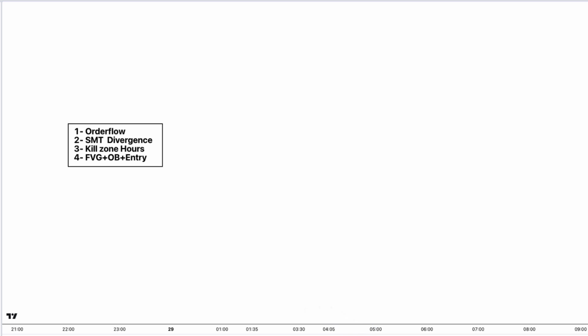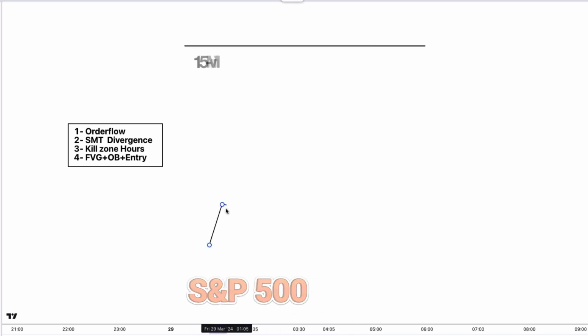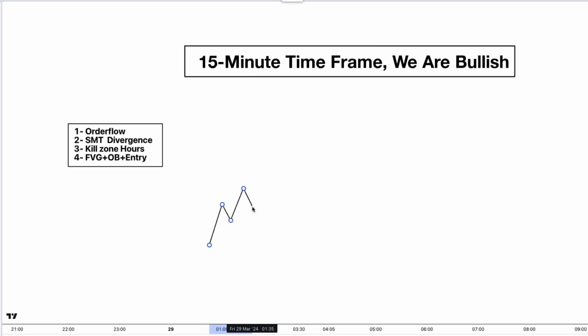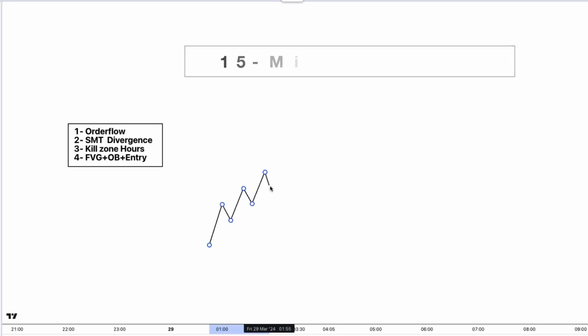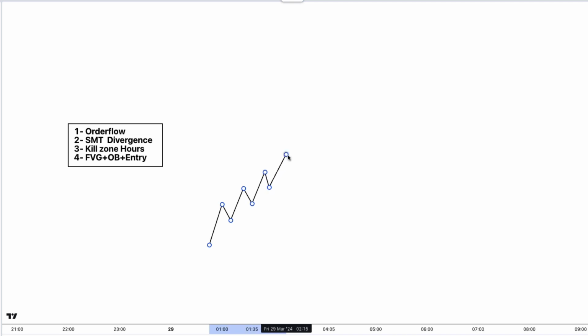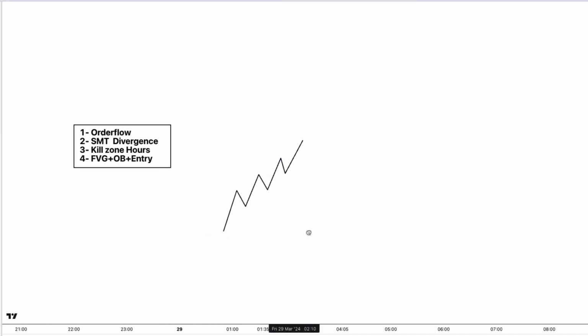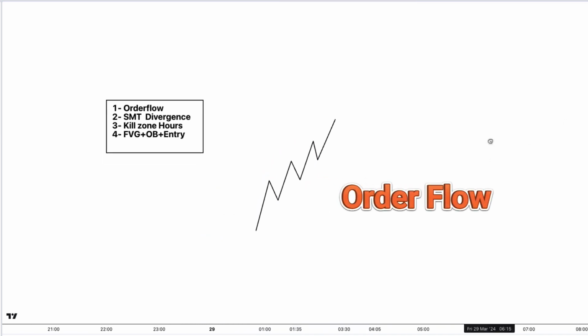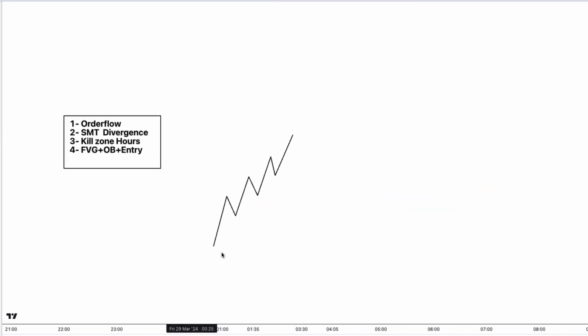So what I mean by that is, first of all, you need to identify the order flow. So let's say on S&P 500, on the 15-minute time frame, we are bullish. We are making higher highs, higher lows, higher highs. You don't want to just go way back and look at the old order flow. You just want to look at the current order flow. You just forget about the previous price section. Just look at this.